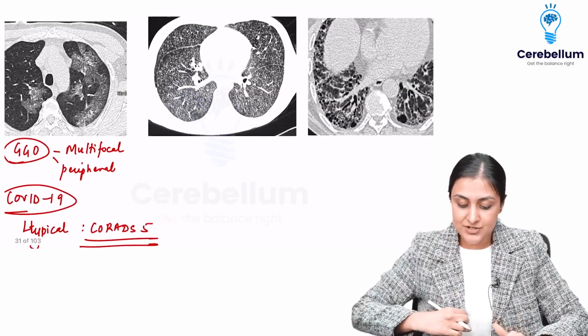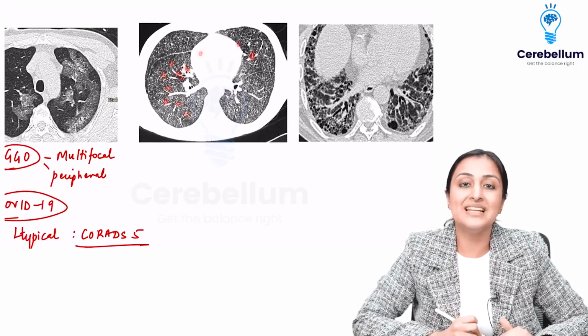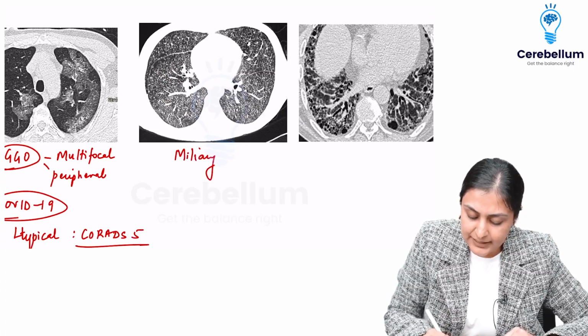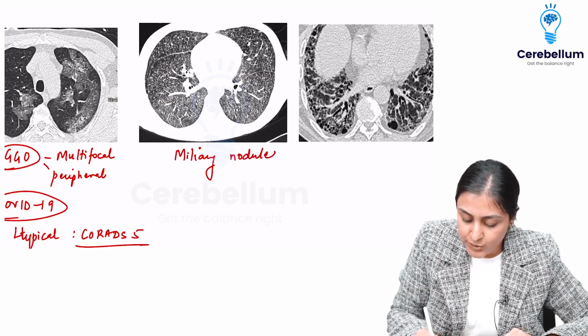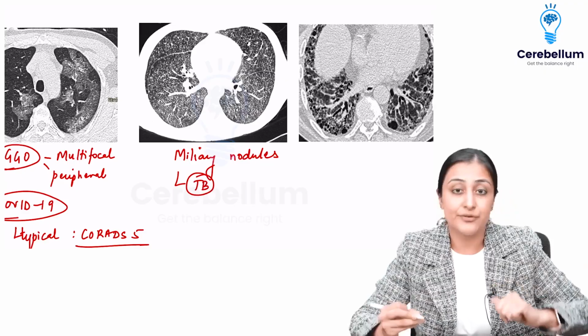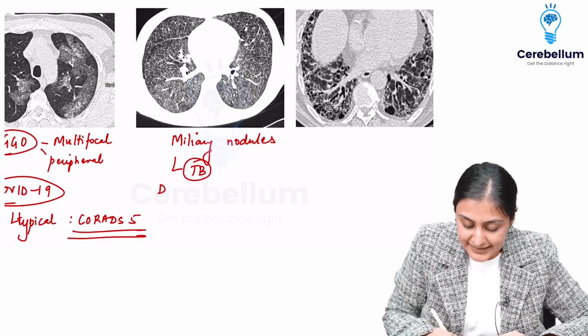Look at the next HRCT. We can see that there are multiple small millet-shaped nodules. This is what we call the miliary nodules. So miliary nodules, remember, the first possibility in case of fever, infective symptoms is always tuberculosis. But there are various DDs to it.